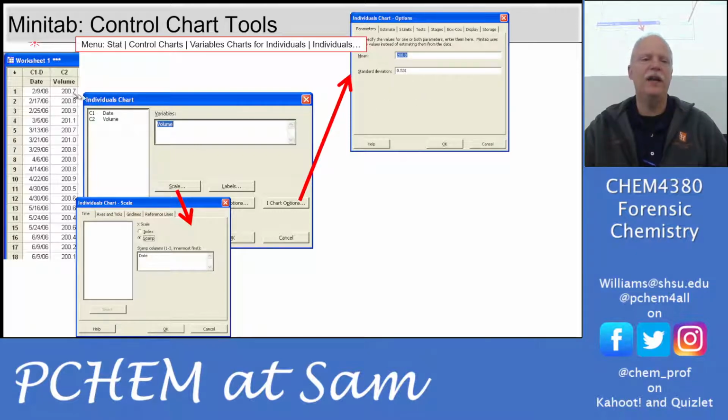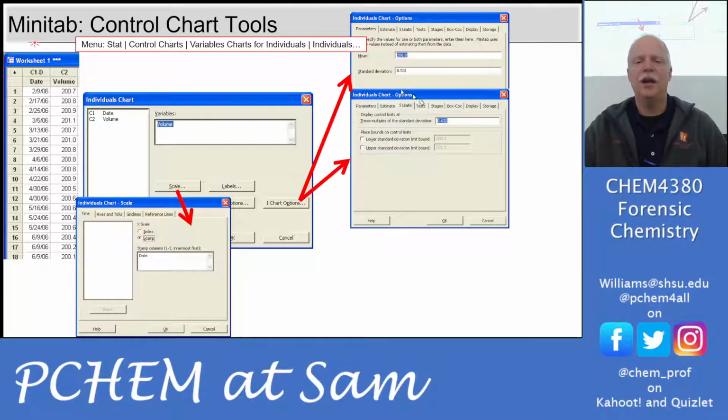Or if you do the training period, if you get the training period, you can type in the training period mean and the training period standard deviation. Then you have these limits. You can pick watch limits and action limits. This one is using the sample standard deviation times the t-value divided by the square root of n.